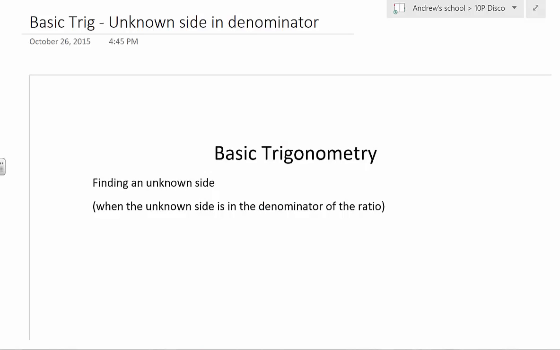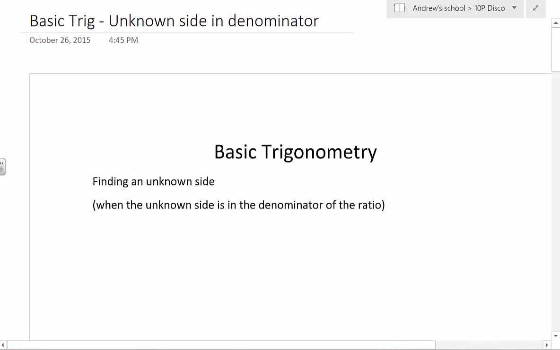In this video we're going to look at trying to find an unknown side when the unknown side is in the denominator of the ratio, and we're going to look at two examples. But first I'd like to consider the following.